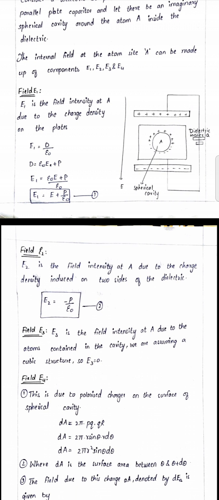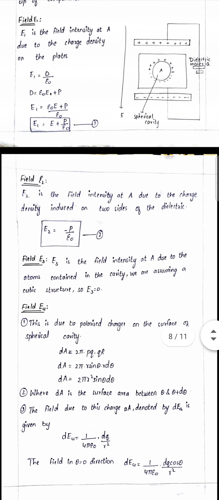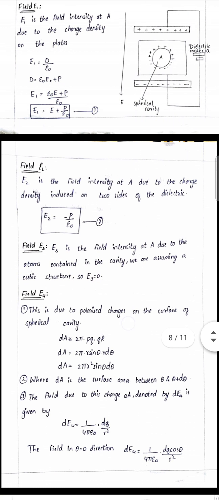And the field E2 is the intensity at A due to charge density induced on the two sides of the dielectric plates. See, due to these charges, it is equal to minus P by epsilon naught, and we will mention it as equation 2. And field E3 is the intensity at A due to atoms contained in the cavity. We are assuming a cubic structure, so inside the cavity it is 0. Now next we will see field E4 due to polarized charges on the surface of the spherical cavity.